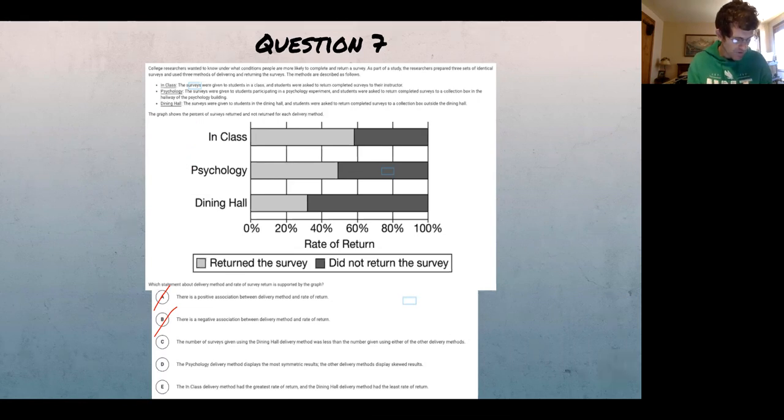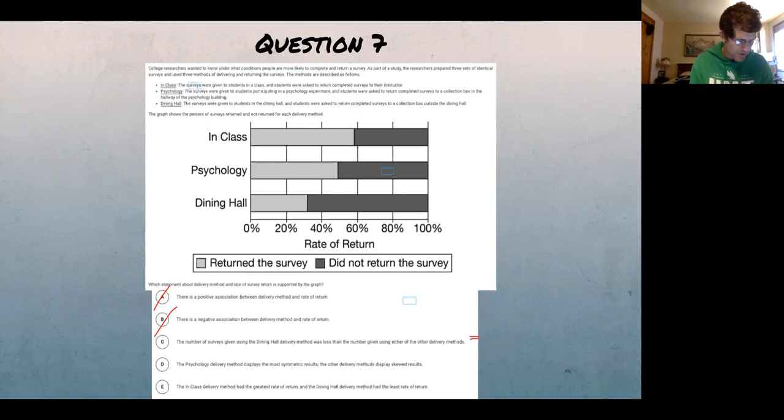All right, the number of surveys given using the dining hall delivery method was less than the number given. Well, let's read a little more. Does it appear that that's the case? So they said they prepared 3 sets of identical surveys and used 3 methods for delivering them. I don't see anything about them delivering different amounts to each person. And we certainly don't have any information of each type. So we don't have any information on that. So I'm just going to put a little note on that one.